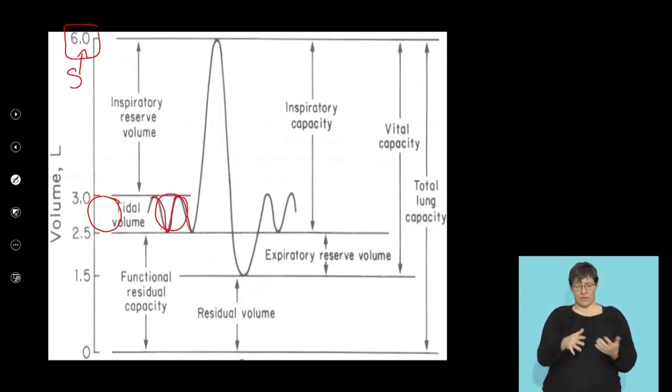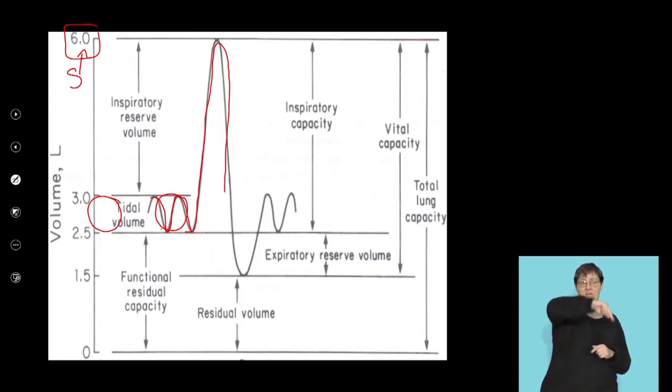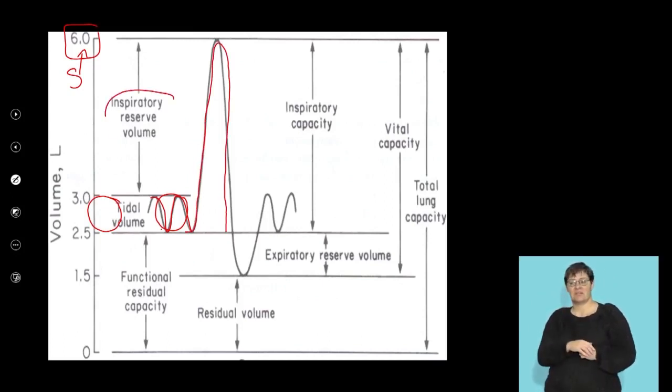Now that's why I say to you, you breathe in normally, and now with this machine, they ask you to take this huge big breath, and then they ask you to take it out. Now, this curve over here is basically what they call your inspiratory reserve volume. And what they mean is you are breathing in the half liter constantly.